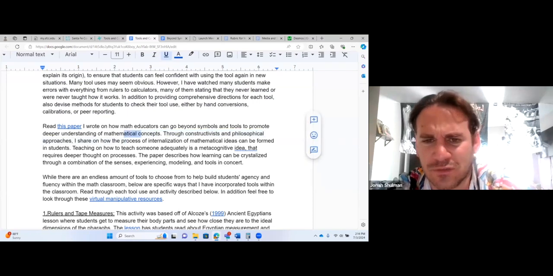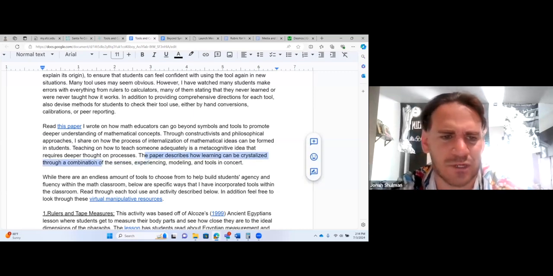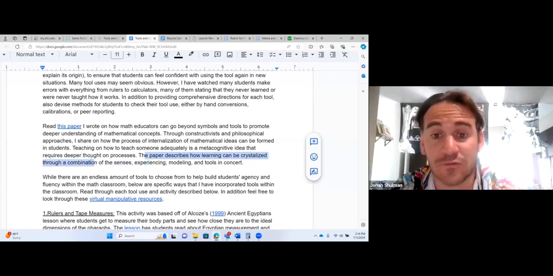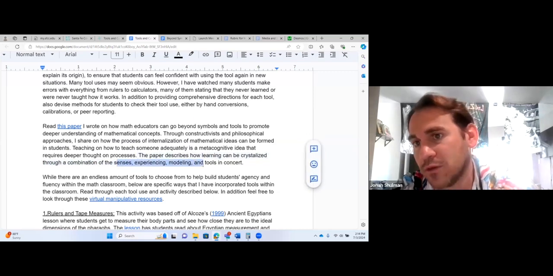Basically, I use constructivist ideas and philosophical approaches. I share how the process of the internalization of mathematical ideas can be formed in students. Teaching on how to teach someone adequately is a metacognitive idea that requires deeper thought on processes. The paper describes how learning can be crystallized. So how can we solidify learning through the senses, experiencing, modeling, and tools together?